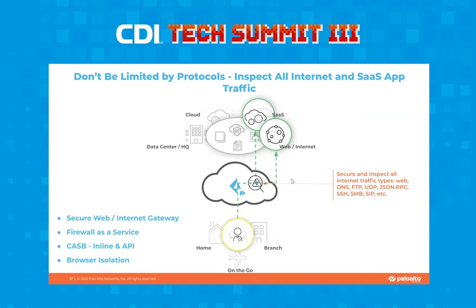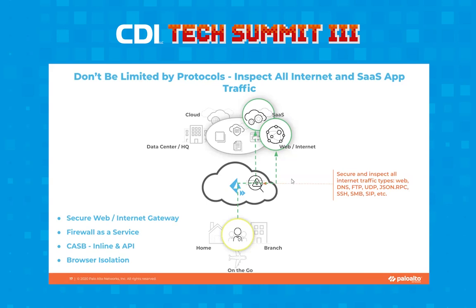Be able to inspect all internet and SaaS app traffic, by doing your secure internet or web gateway with a firewall as a service. That is going to give you complete visibility across all ports and protocols, the ability to inspect across protocols and applications that are not proxy aware or proxyable, and then do better overall with CASB, both inline and with APIs for out of band, and things like browser isolation. But really the bottom line here is the ability to inspect all traffic.